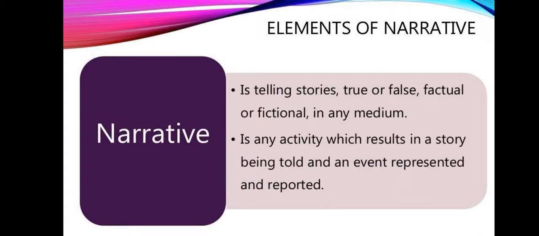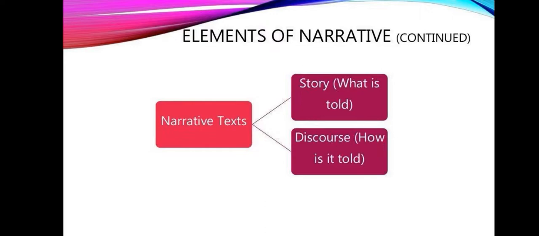So, elements of narrative. Narrative is telling stories, true or false, factual or fictional, in any medium. It is an activity which results in a story being told, an event represented and reported. The narrative text has two elements, story and discourse. Story is what is told, and discourse is how it's told.